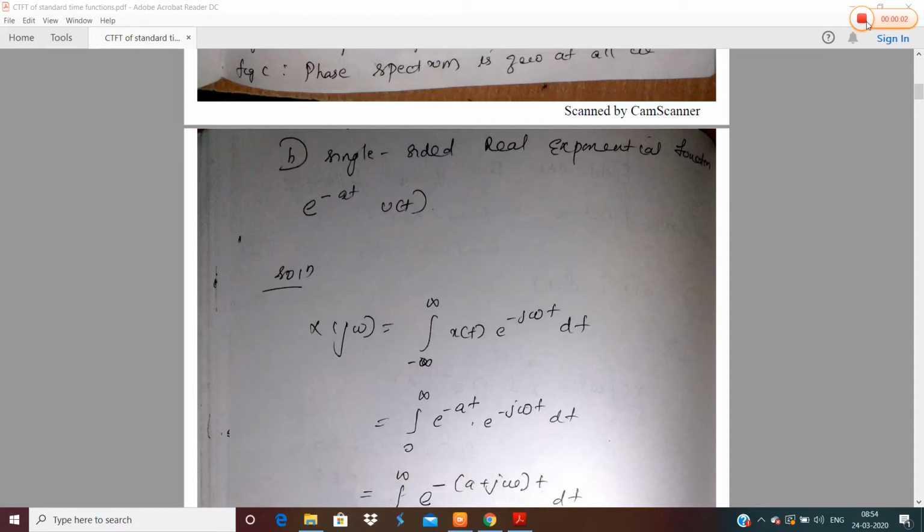Today we'll find the CTFT of the single-sided real exponential function, that is e raised to minus at u of t. Here, because of the presence of u of t, you can change the limit to 0 to infinity. This is your general formula of CTFT, that is X of j omega is equal to the integral from minus infinity to plus infinity of x of t e raised to minus j omega t dt. And because of this u of t, the limit gets changed to 0 to infinity, and we have e raised to minus at e raised to minus j omega t dt.